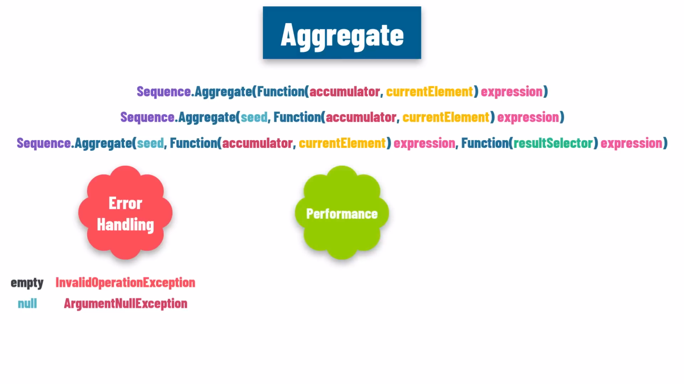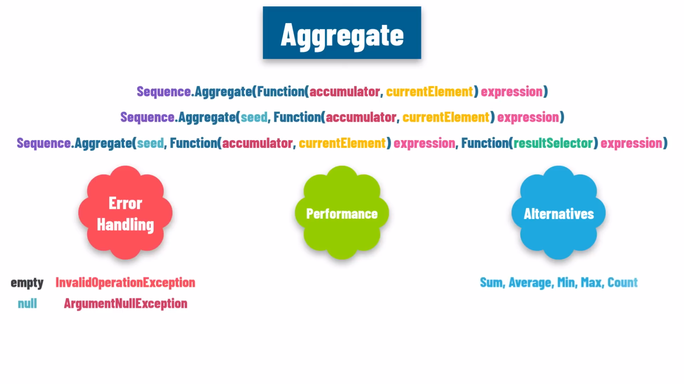Next, the performance of aggregate method. While aggregate is versatile, it's not always the fastest option for large datasets or complex operations. In such cases, specialized LINQ methods like sum or max might offer better performance due to their specific optimizations. Alternatives to aggregate. For simple aggregations, LINQ provides methods such as sum, average, min, max, and count. I already explained these methods in the previous videos. These should be your go-to options because they are more straightforward and can be more readable than using aggregate. For example, if you only need the sum of a list of numbers, numbers.sum is clearer and more concise than using aggregate.